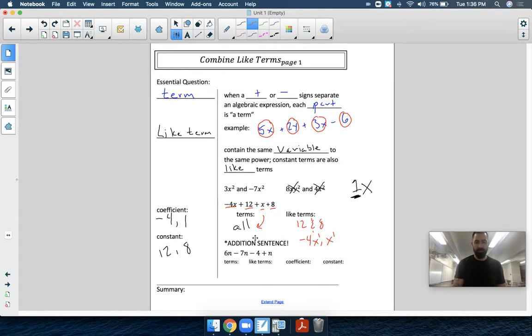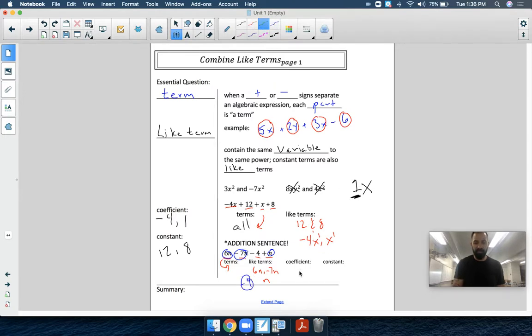Awesome. Last one here, what are the terms? Again, all of these are terms: 6n, -7n, -4, and n. All of those are our terms. Our like terms: 6n, and in this case you're going to write -7n because we're going to include the sign, and then n. I'm going to use some colors here to circle some like terms. That's a like term with that one and that one. And then on its own, -4 is its like term with itself.